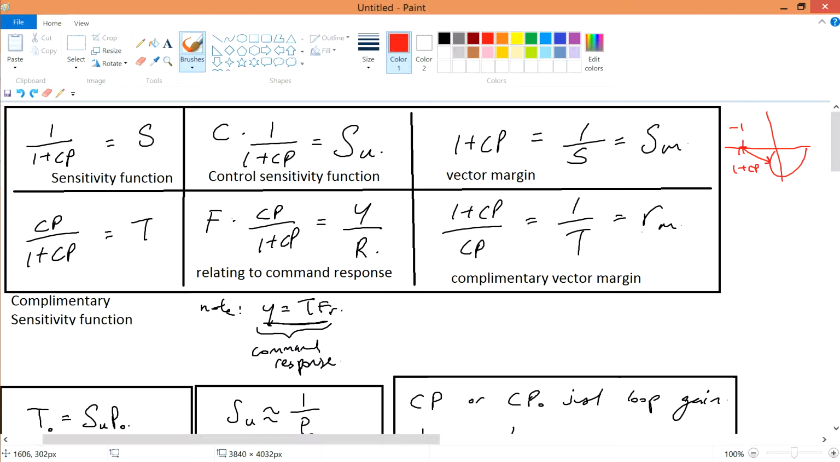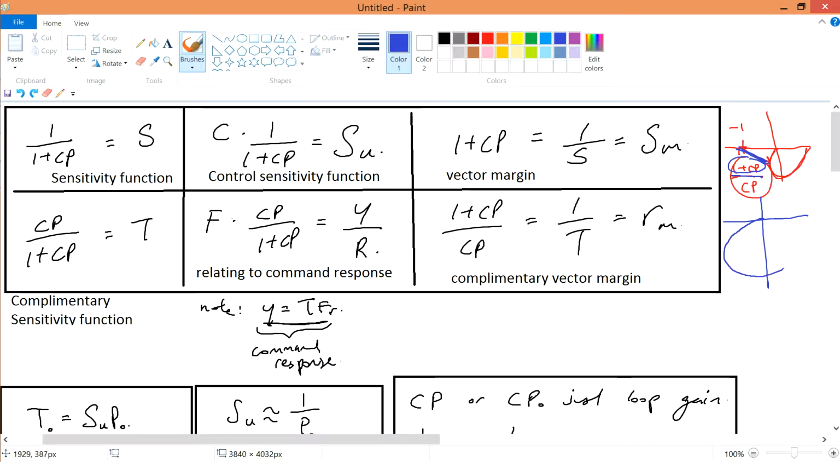So in an attempt to explain the complementary vector margin, what I believe is it's a ratio between your vector margin divided by your curve over here. It's just a ratio between them, and the meaning itself I really don't know. We want both of them to be large. We know that the vector margin must be large because you'll be further away from -1. But what about this very abstract form? This is a ratio between the distance from -1 to the loop divided by the loop itself, divided by its size.